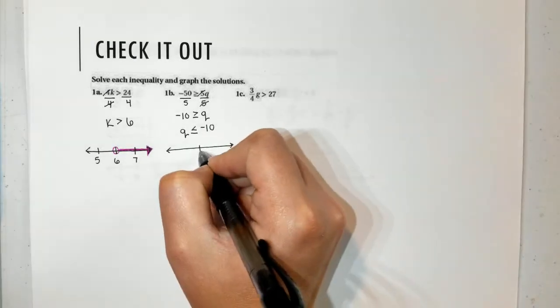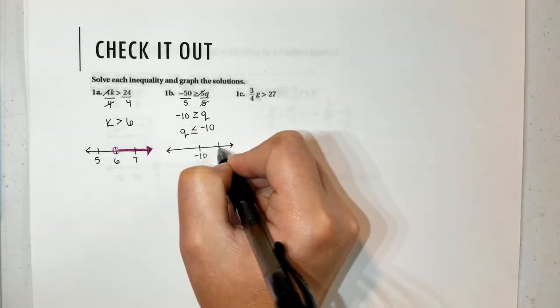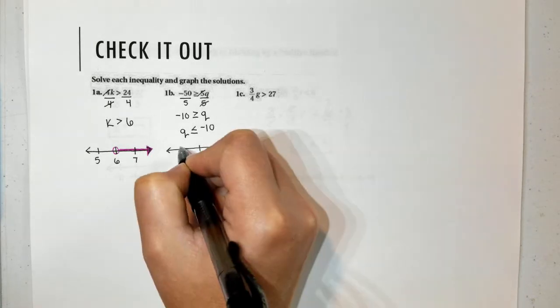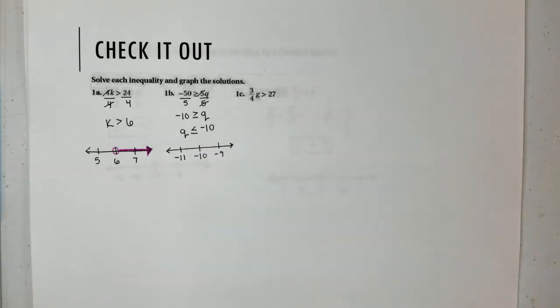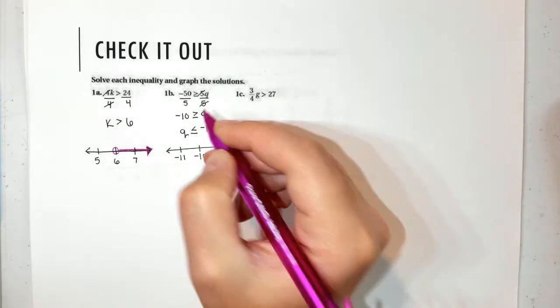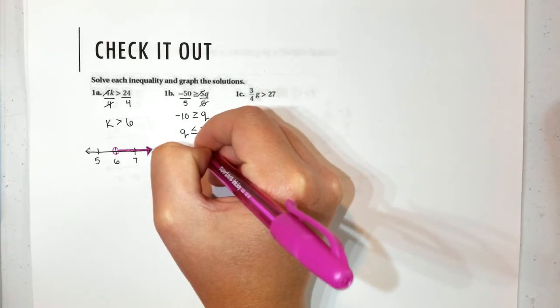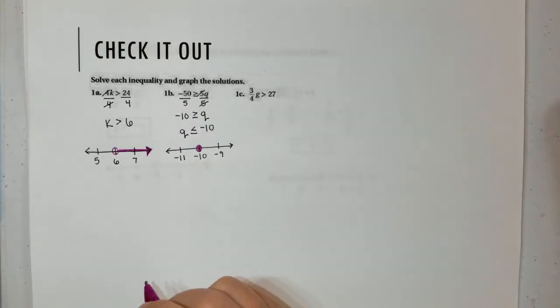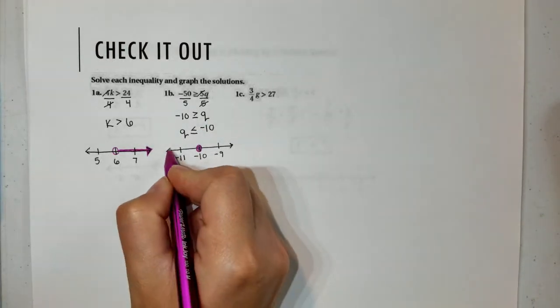So I have negative 10, and then I'll put negative 9, negative 11. It's less than or equal to, so I'm going to have a closed dot because it's equal to at negative 10. And Q is less than, so I shade to the left.